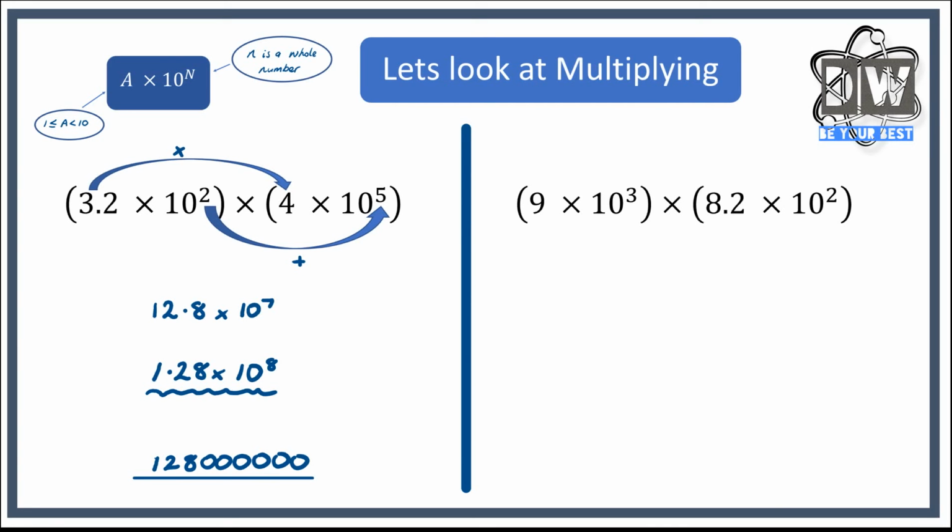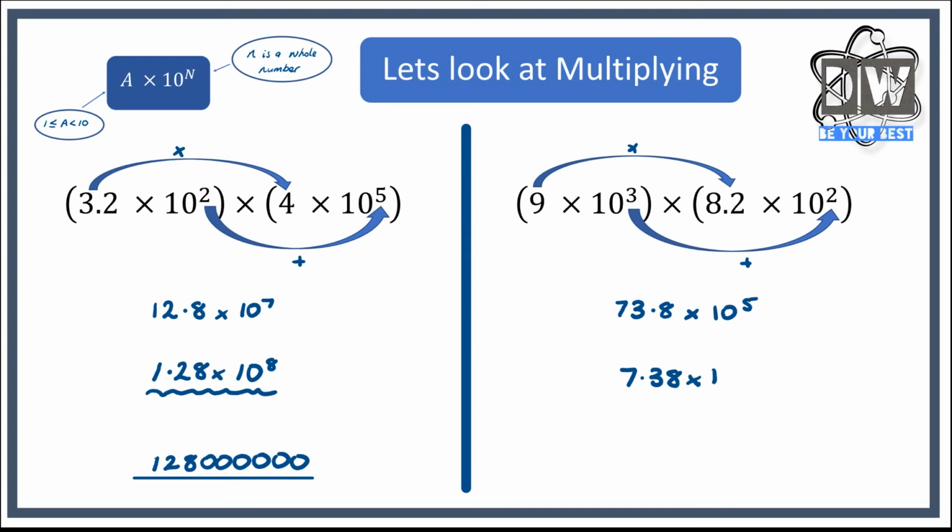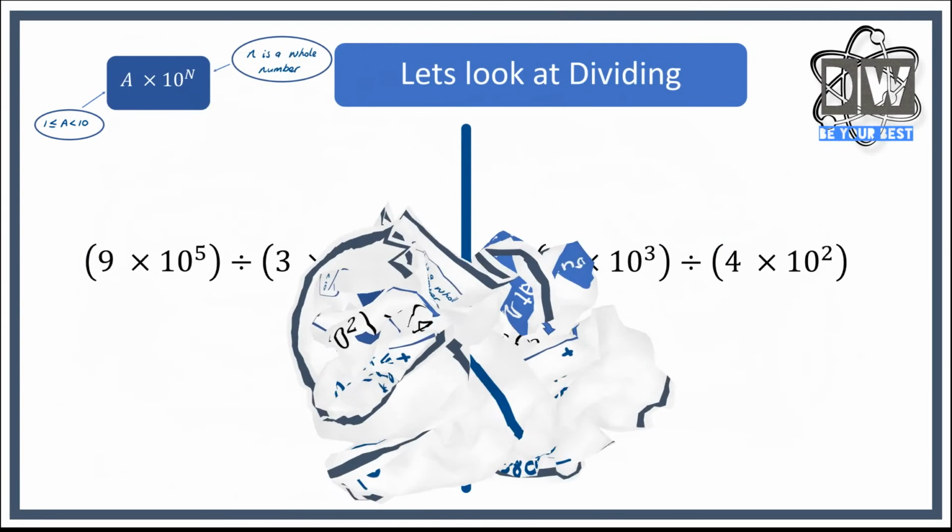Here we go. 9 times 8.2 and 3 plus 2. So we end up with 73.8 times 10 to the power of 5. And we've got to put it back in standard form, don't we? So we're shifting that decimal place, and that number goes from a 5 to a 6. Remember, top tip, put them both into your calculator and you'll have the same answer to make sure that you've done it bang on.